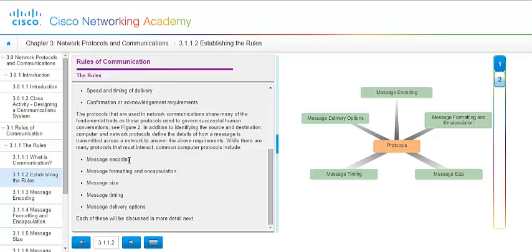So we have message encoding, and we have message formatting and encapsulation. Our messages can be a certain size. If they're larger than is intended, then they're broken up into smaller portions so that the message can be sent. You have message timing and you have message delivery options.